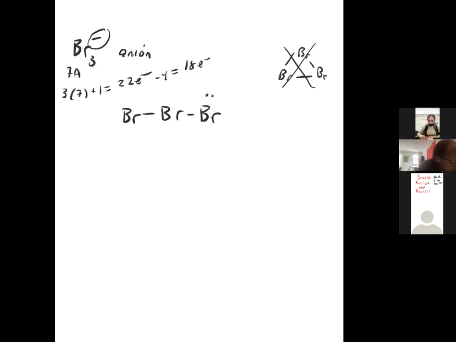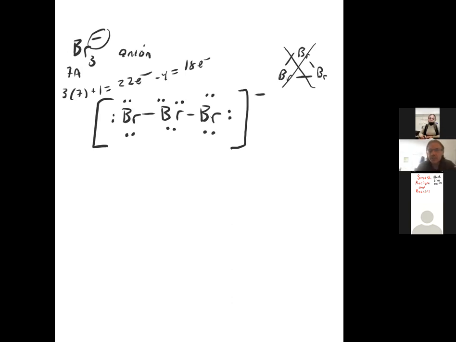So 1, 2, 3, 4, 5, 6, 7, 8, 9, 10, 11, 12. Oh my goodness, we've still got 6 left. We got to put 6 electrons around this central atom. That bromine actually has 3 lone pairs. That's a crazy structure. I have no idea how stable this tribromide anion is. I've never seen it before, so I assume it's pretty reactive. But in any case, very simple idea for hybridization.